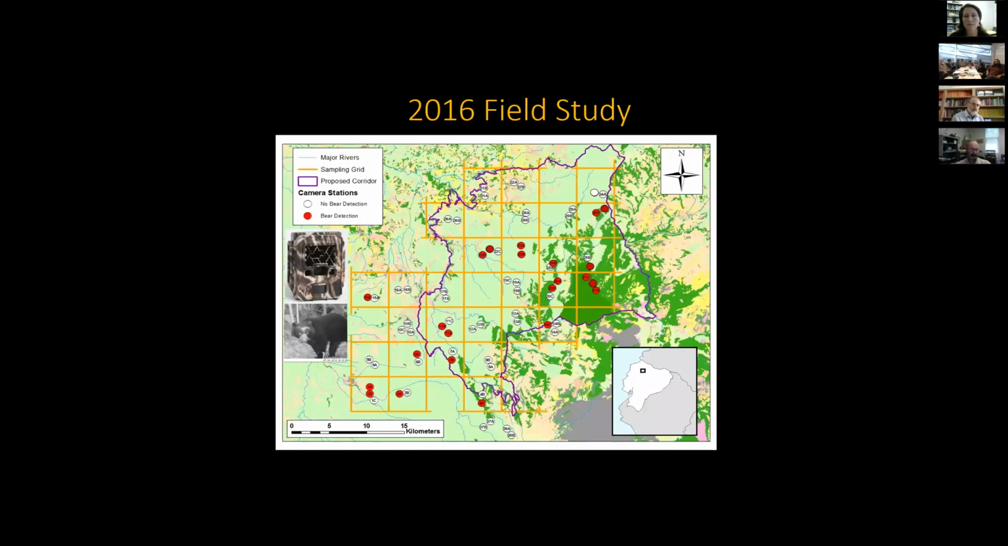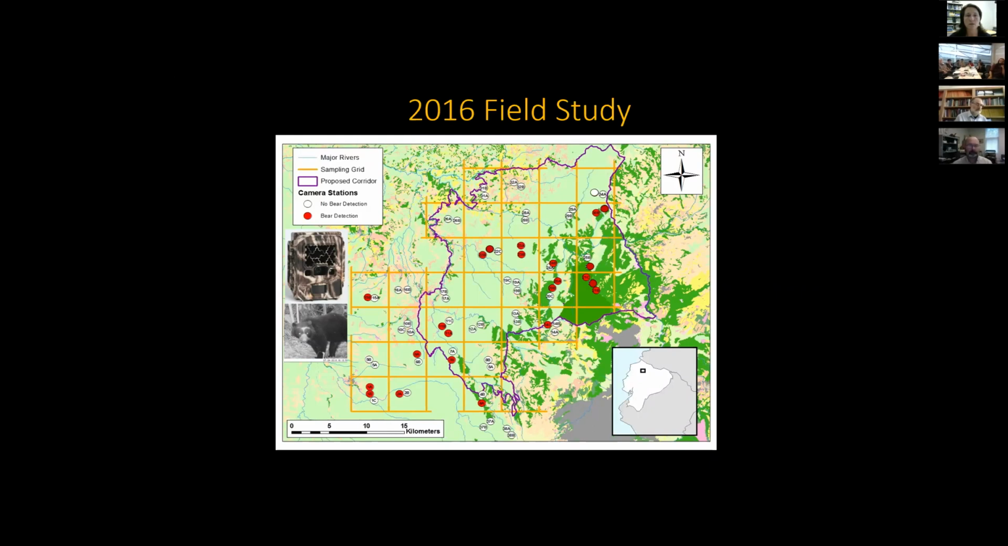Now this led us to design a larger scale field study. Using the information from the Molina study, which was limited to not very many sampling sites, we implemented a large scale field study last year. This is the area of the corridor outlined in purple. We divided this area into 31 grid cells of 25 square kilometers each, outlined in yellow. And 25 square kilometers approximates the home range size of a female Andean bear.